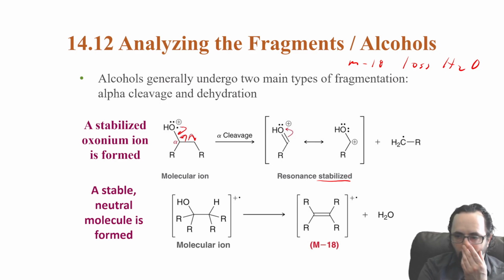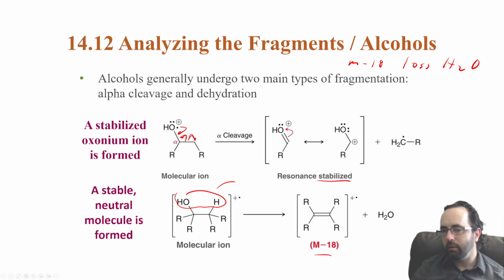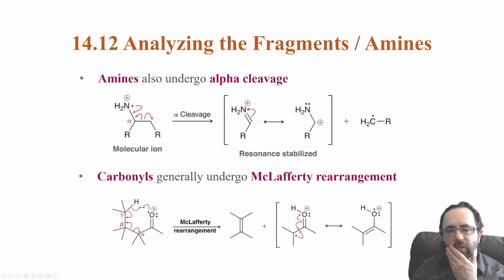Also, you get the loss here. This fragment is even in number, so you end up seeing even-numbered fragments as well. Again, the elimination of water can also produce an even-numbered peak, M minus 18, which would give you an even-numbered value. Amines can undergo a similar alpha cleavage, just the same as the alcohol essentially, except there's only one lone pair on the nitrogen instead of two, but you get the exact same result.